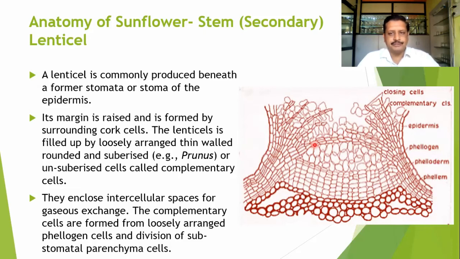They enclose the intercellular spaces and it is for gaseous exchange. The complementary cells are formed due to the loosely arranged phellogen and the phelloderm cells. So these are the lenticels which are used by the plant for the gradual development of the cork cambium there.